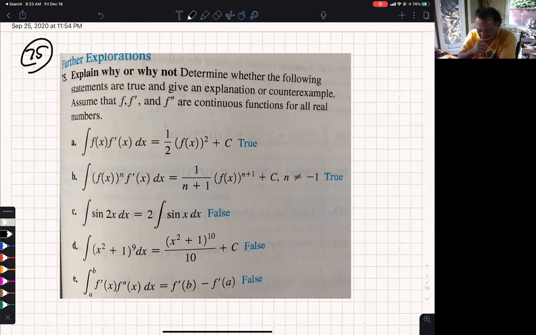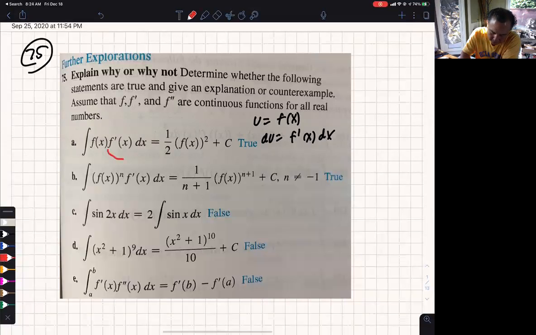So A, if you look, it's actually a pretty quick u sub, because I'll show you what's happening. If u is f of x, du is f prime of x dx, right? You just take the derivative of that. Well, if you look, f prime of x dx, that's du, and this is u, and the antiderivative of u is u squared over 2. Well, this is u squared over 2. So that one is correct, doing a straight, quick u sub.